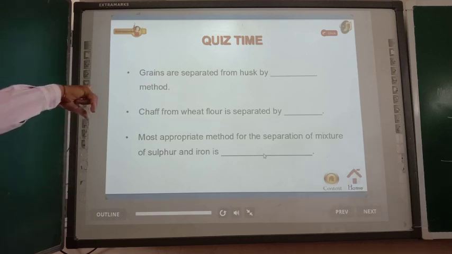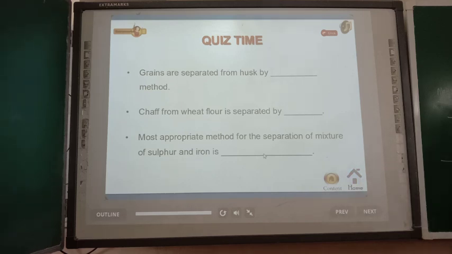So grains are separated from the husk by winnowing. Chaff from wheat flour is separated by sieving. And the last one is magnetic separation. See the answer.